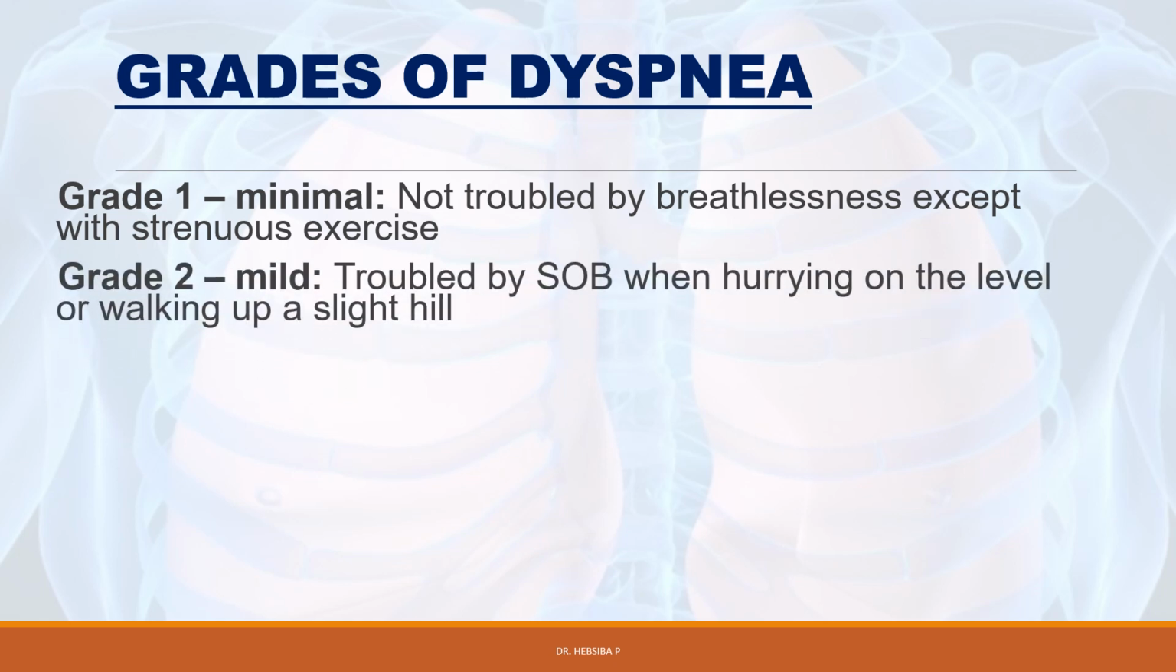Then Grade 2 is mild dyspnea. Here they are troubled by shortness of breath when hurrying on the level or walking up a slight hill. In the sense, in normal activity they may not feel dyspnea, but when they perform fast activities or climb a hill quickly, in such situations they feel shortness of breath.